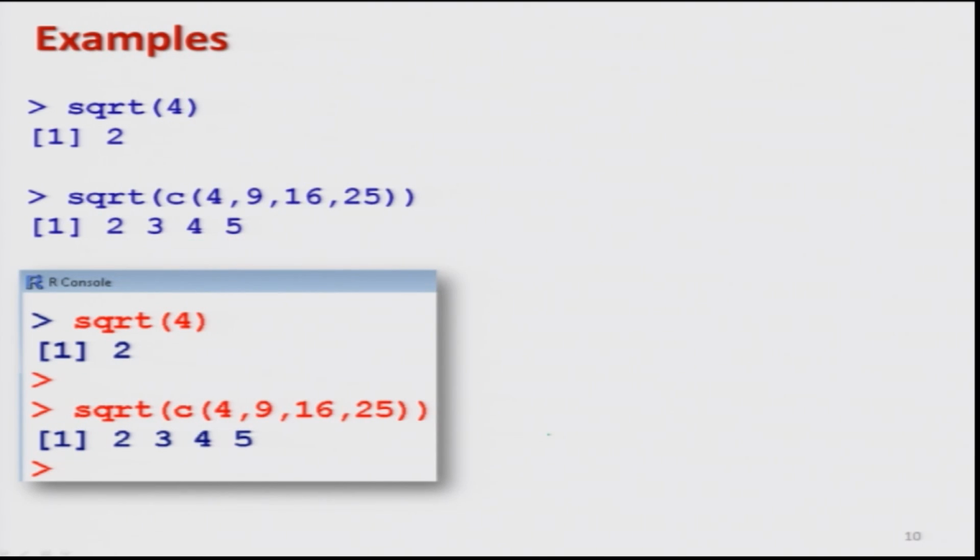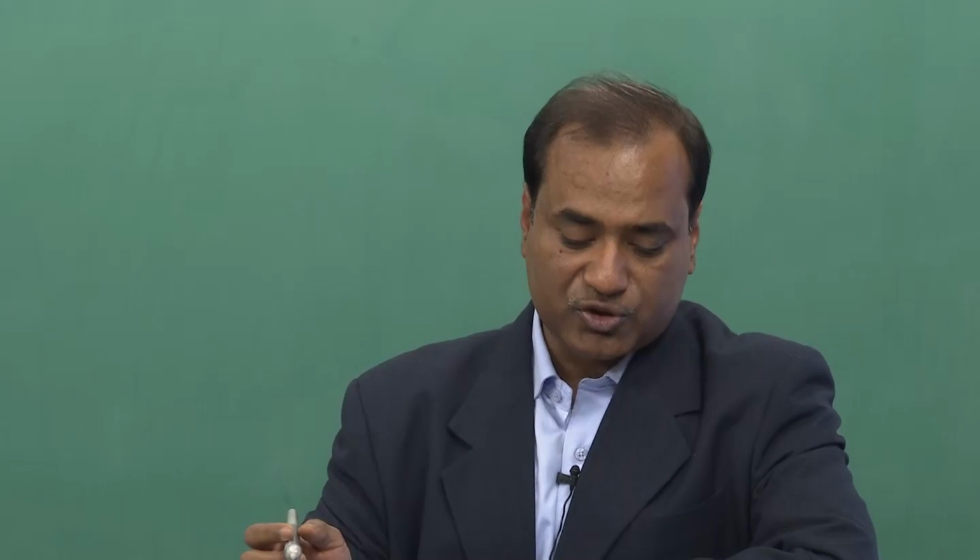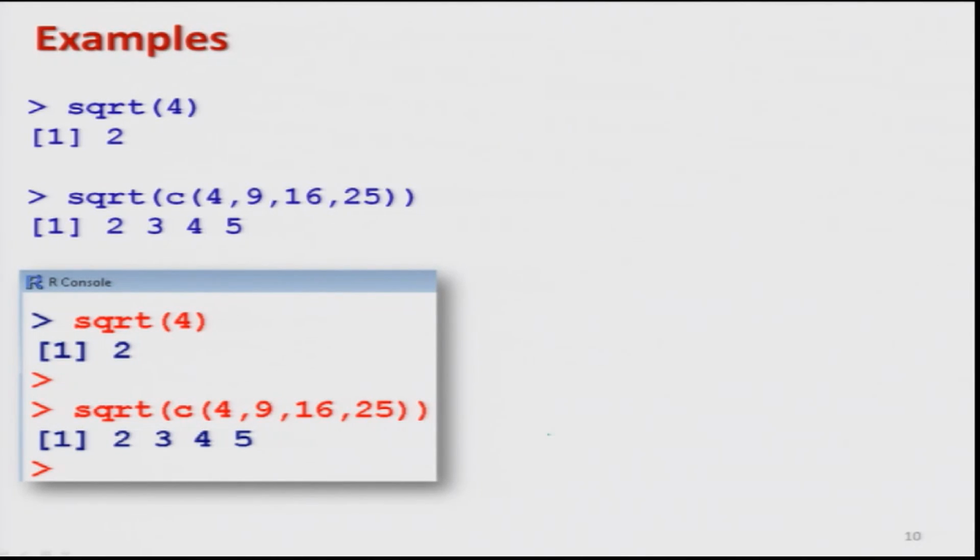Right. Similarly, if I want to find out the square root, we already have a function sqrt, which means square root. So, suppose I want to find out the square root of 4. This can be written like this: sqrt and here 4. So, the answer comes out to be 2.